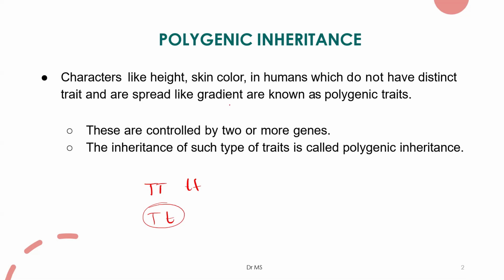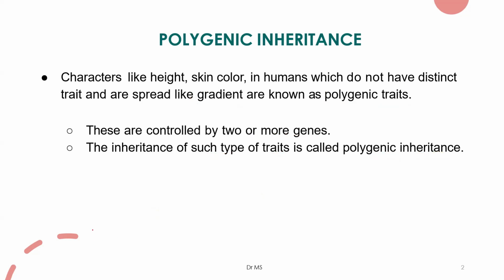But in polygenic inheritance, we have multiple genes that control a character. So you will be having A, B, C. Understood? So polygenic inheritance is where more than one gene controls a particular character. Due to that, we get gradient results, gradient traits. Such genes are called polygenic genes. It is controlled by two or more genes. The inheritance of such types of traits, we call polygenic inheritance.